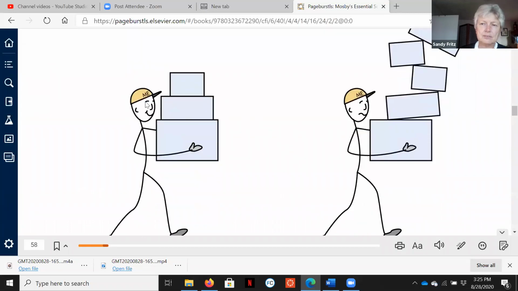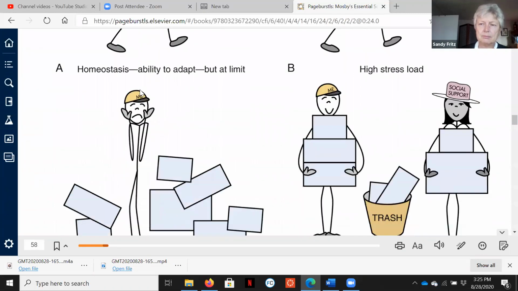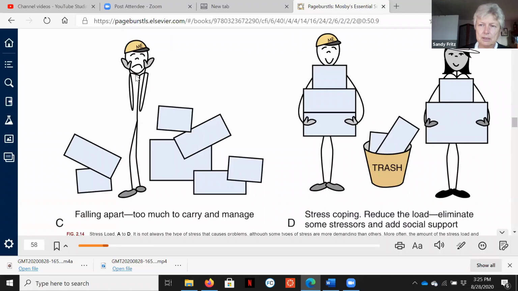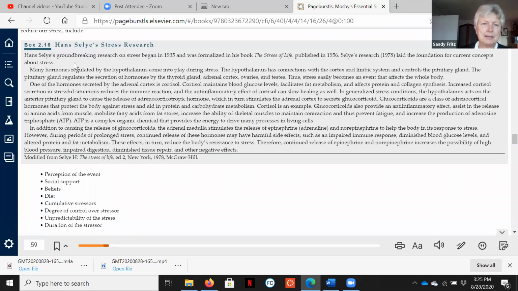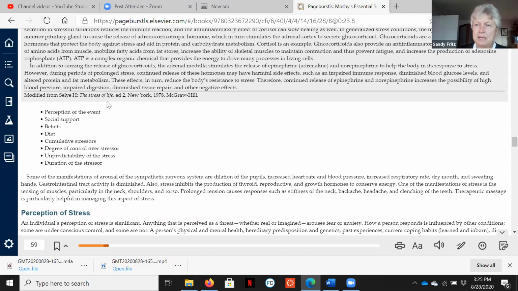This is a little exercise related to coping. Make sure you stop and take a look at that. Hans Selye was an original stress responder. He came up with the general adaptation syndrome, and it remains a valid way of seeing the progression of non-managed stress.